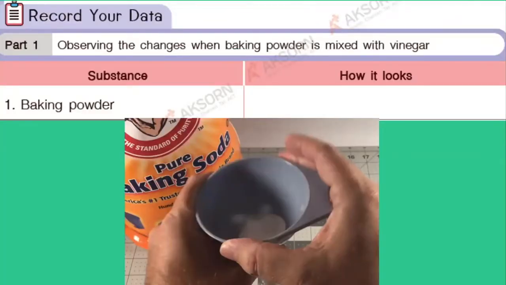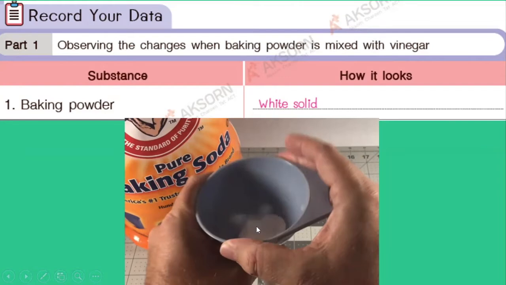Okay, so let's go to part number 1, observing the changes when baking powder is mixed with vinegar. Let's study our table. First column is substance. First is baking powder. Here we can find some baking powder, baking soda. How does it look? Look at this powder. It's like white powder, right? It looks like a solid white powder. White solid, okay?